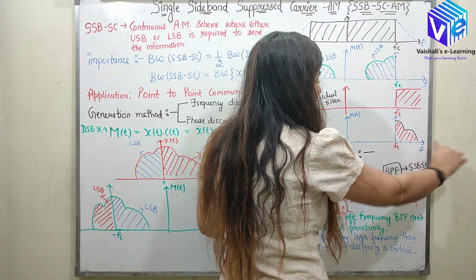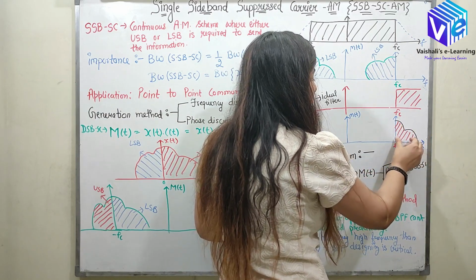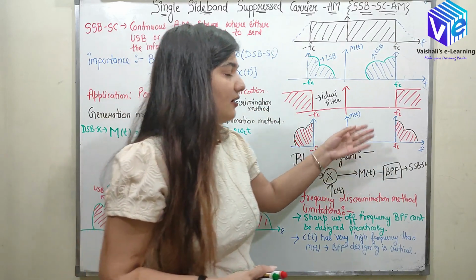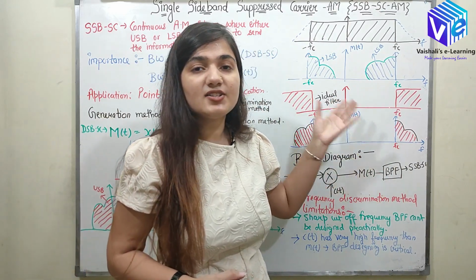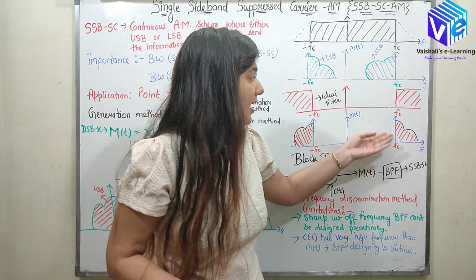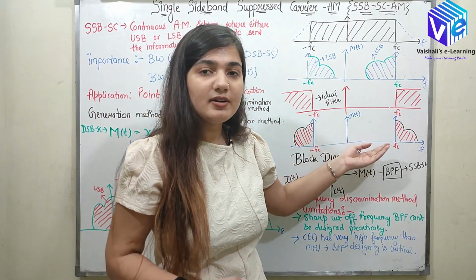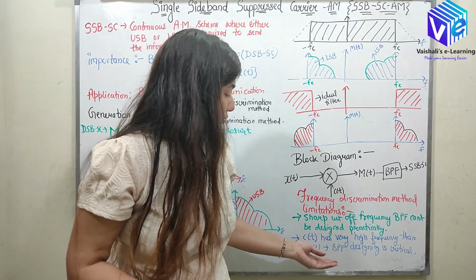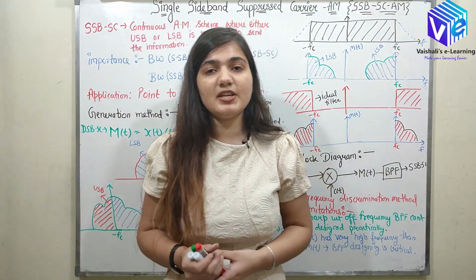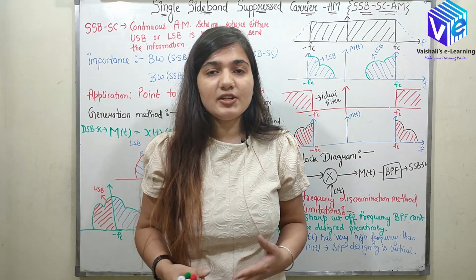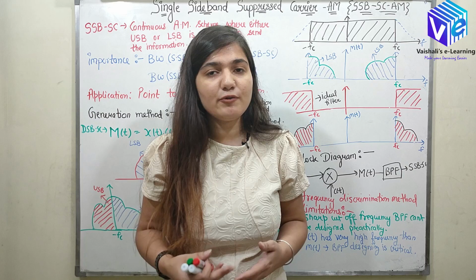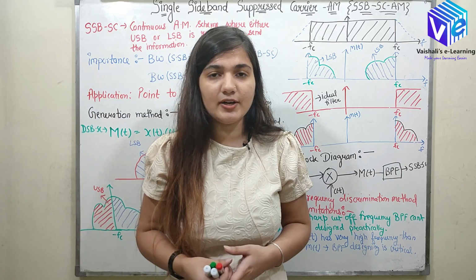So this carrier frequency is very high. In comparison to that, the message signal bandwidth is very low. So designing a filter which is operating at such a high frequency and accepting or rejecting at the drastic intervals is very difficult. So this kind of limitations arise in the frequency discrimination method, because of which the generation of single sideband suppressed carrier through frequency discrimination method is avoided.